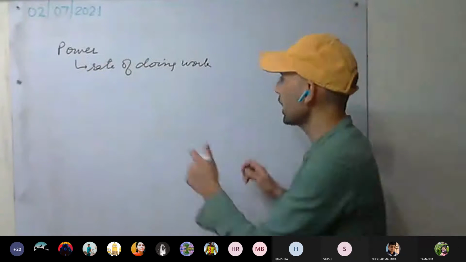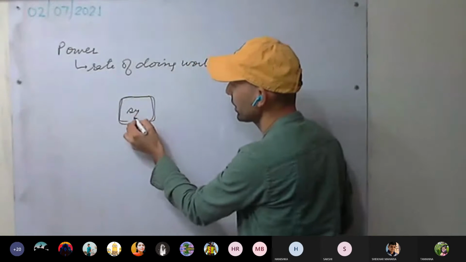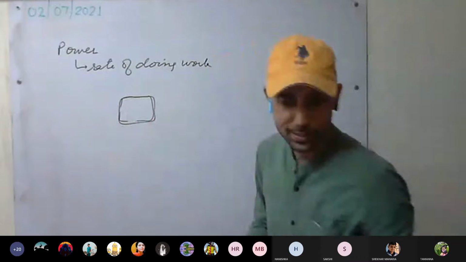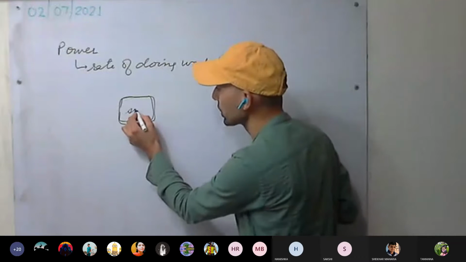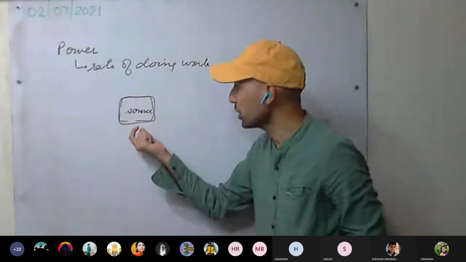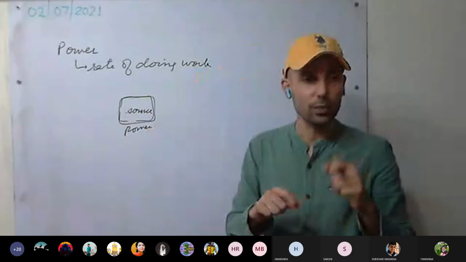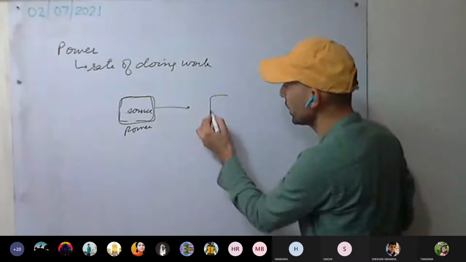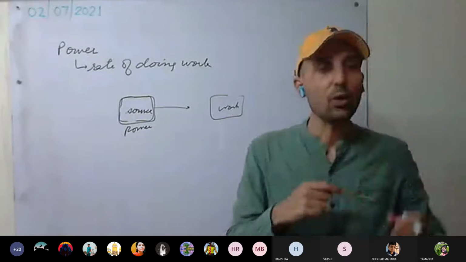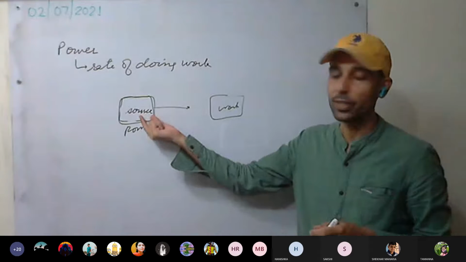So, for example, there is one source. This source has energy. We are going to calculate the power of this source, how much power this source is going to spend. Whenever this source is doing some work, it is going to spend some of its energy. So how much power is being spent by the source? We are going to calculate.